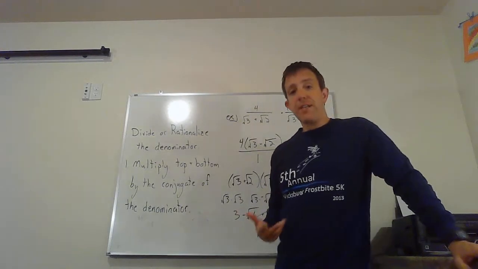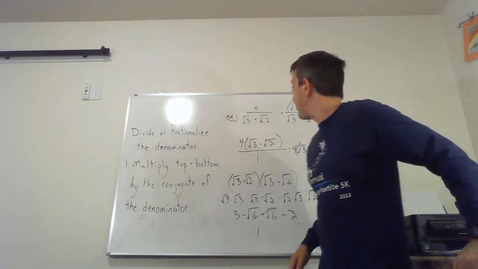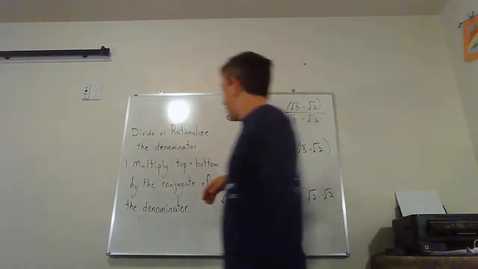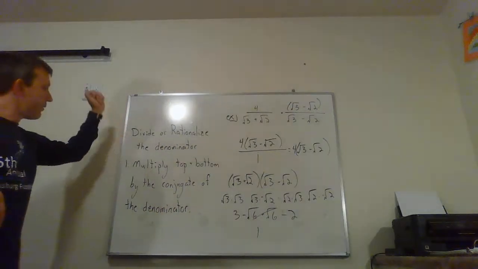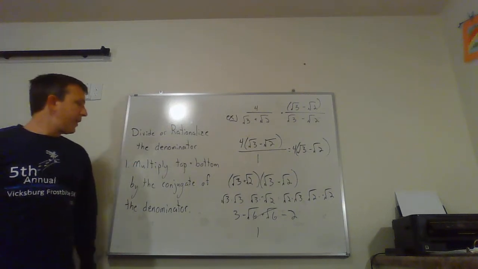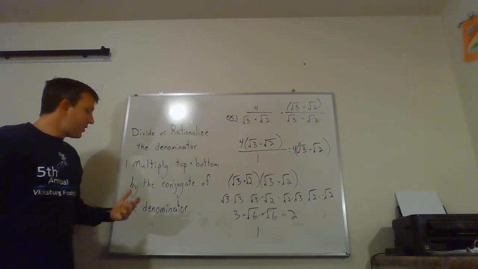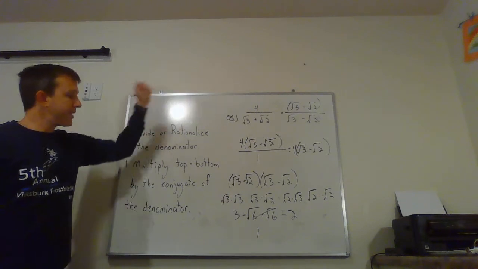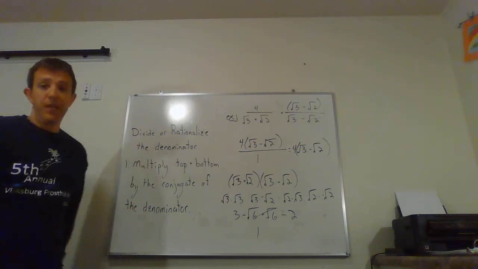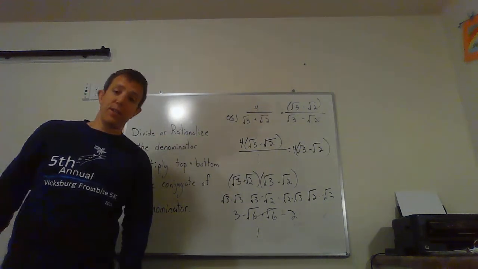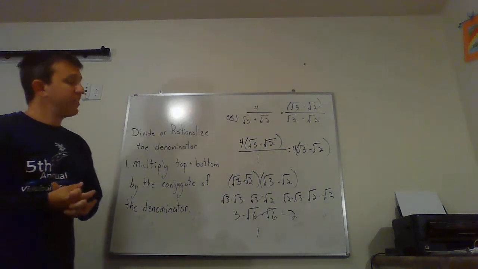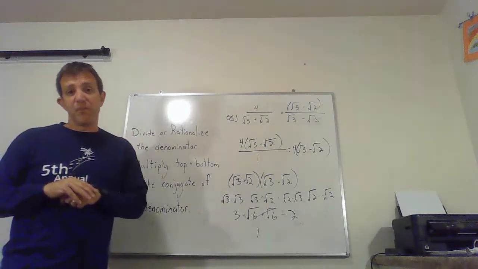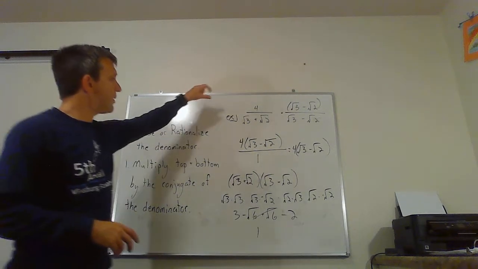All right, so rationalizing the denominator. We can do this, well, let's start over here where I should be. Divide and rationalize the denominator. We're going to multiply the top and bottom by the conjugate of the denominator. So I have an example, and really that's the only step. Multiply the top and the bottom by the conjugate of the denominator. So it's one step, but it's going to be a bit of work. So here's what I have.